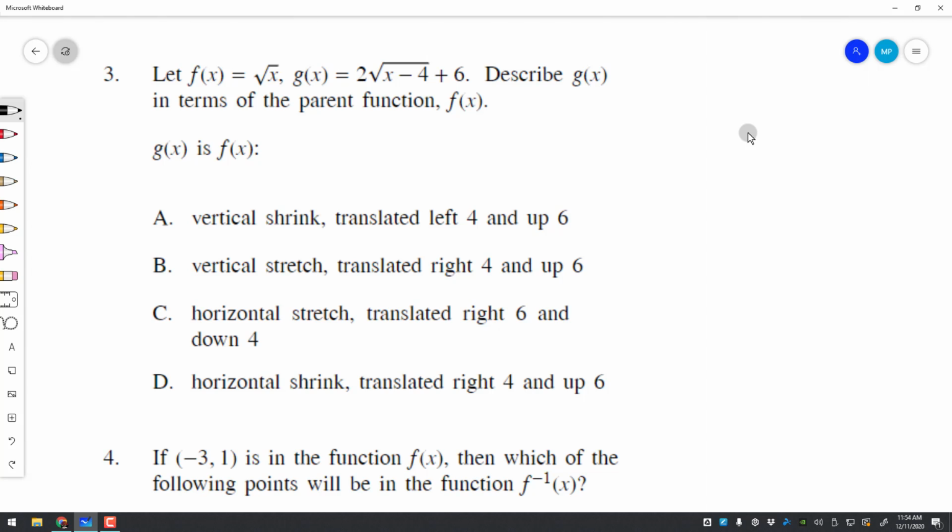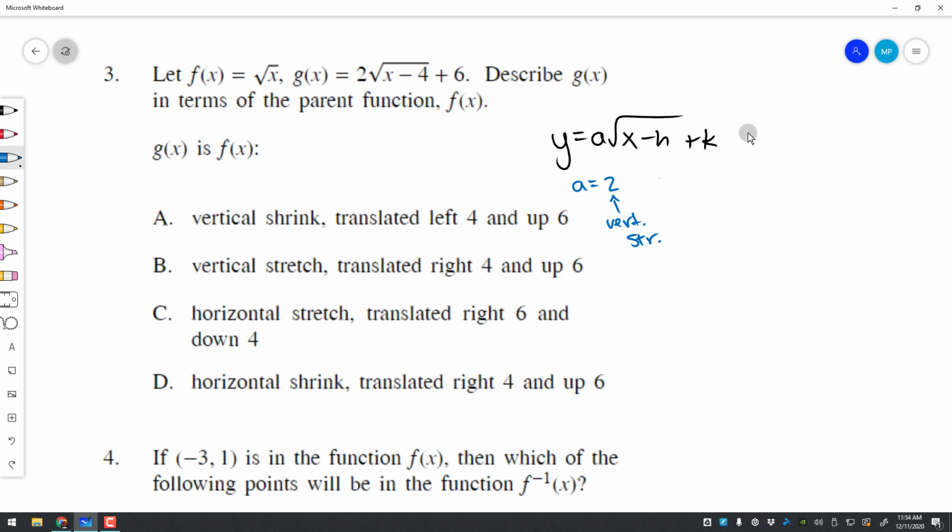For number three, let f of x equal the square root of x and g of x equal this. Describe g of x in terms of the parent function f of x. So as we look at these, it's talking about vertical shrinking or stretching, that's like compressing, and some translations. And this is in the form with a, h, and k. In fact, we just did this in our last chapter here. So if I identify from our equation here, a is 2. Positive means there's no vertical reflection, but the 2 does give me a vertical stretch. It's going to make my graph taller by a factor of 2.